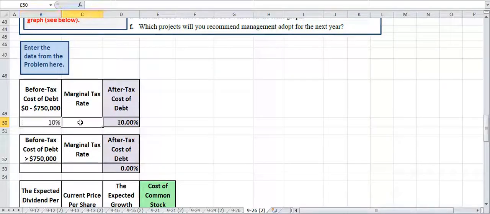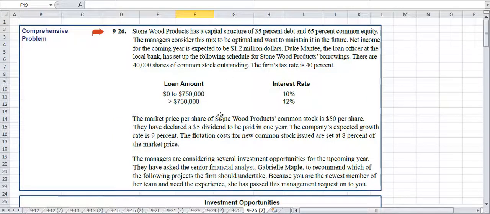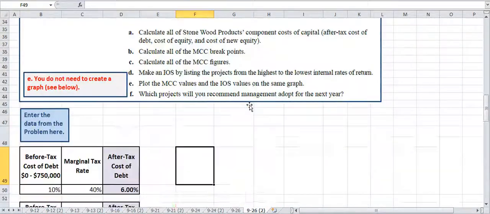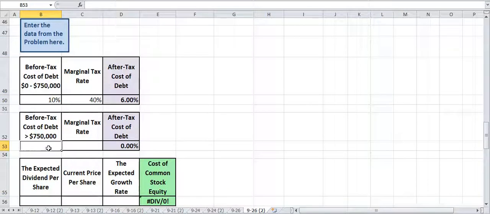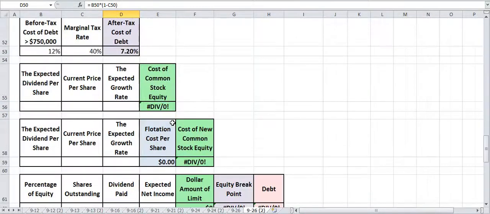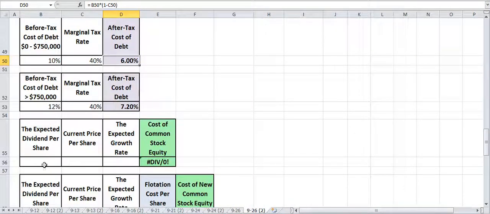750,000 is 10%. Marginal tax rate is 40. And I know I read through that quickly, but I'm getting this from right here. And then our before tax cost of debt over 750 is 12%. Marginal tax rate is the same. So we have an after tax cost of debt after 750,000 of 7.2%, which is slightly higher than 6%, which is for any amounts 750,000 and below.